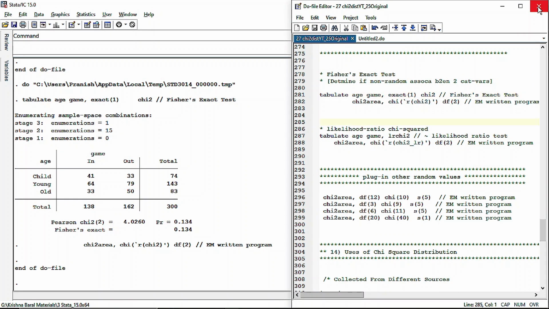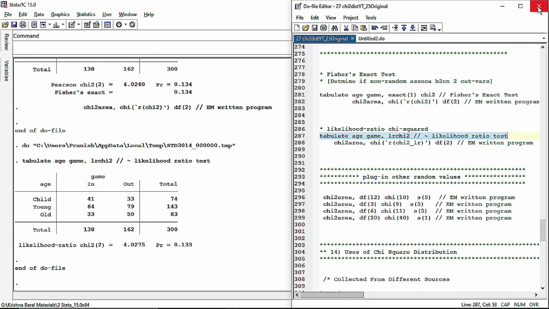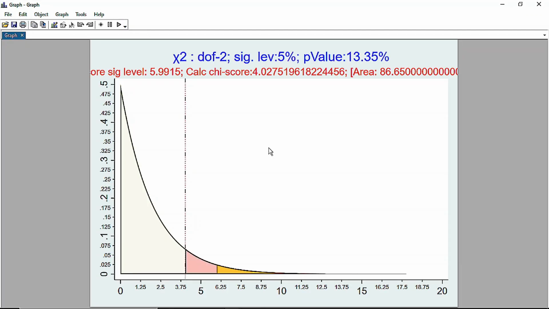We conclude that there is no association between these variables. And we get a similar result when we perform the likelihood ratio chi-square test. First of all, let us see its tabulation. For degrees of freedom 2, the chi-square value is 4.02 and its probability is 13.3. So we fail to reject the null, and let us further prove it by our graph. The p-value is greater than our alpha value, that is why we fail to reject the null, and we conclude that there is no association.